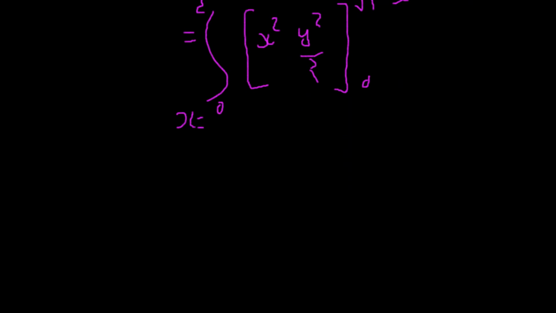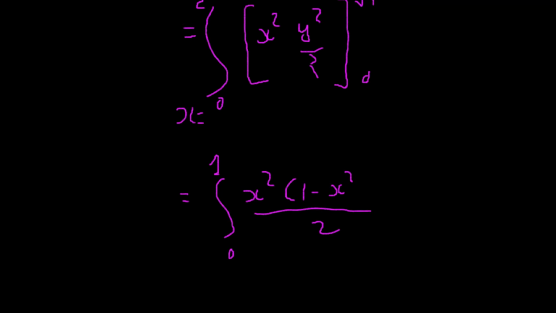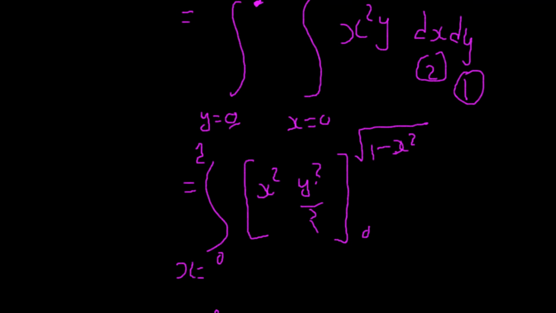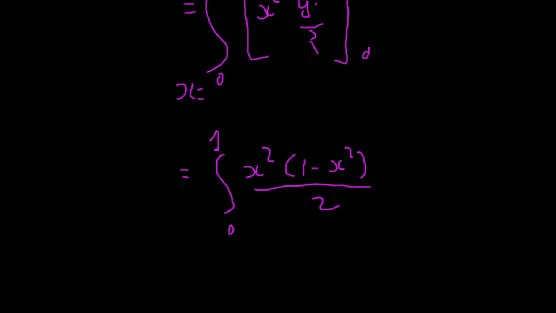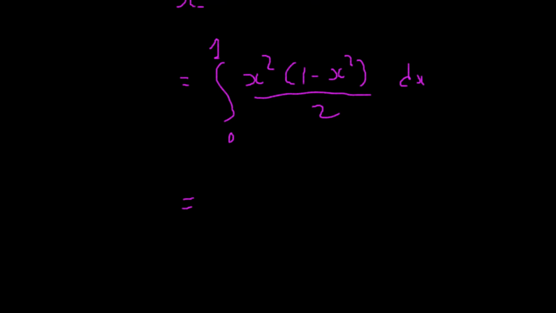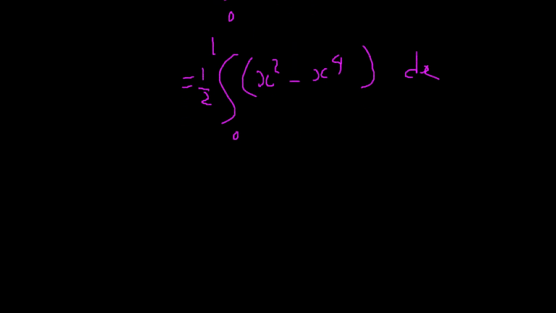Let me put the values here, 0 to 1. By putting the value of this root, it will be 1 minus x square, since the square and the root will be cut, so I've directly written this. Let's multiply this first now. 0 to 1, x square multiplied by 1 is x square, multiplied by x square will be x to the power 4. Let's take 1 by 2 outside. Now the simple integration is there. Even a class 10th student, or 11th, 12th student can do this.